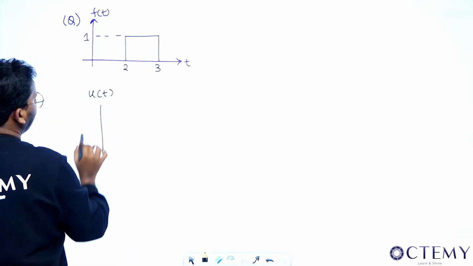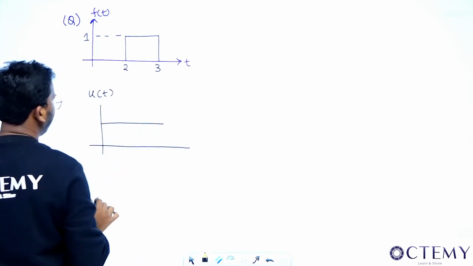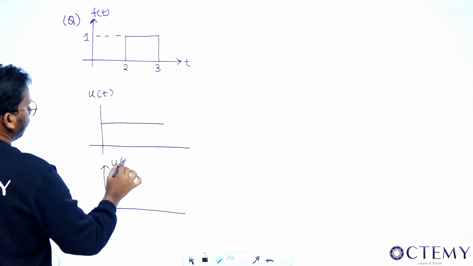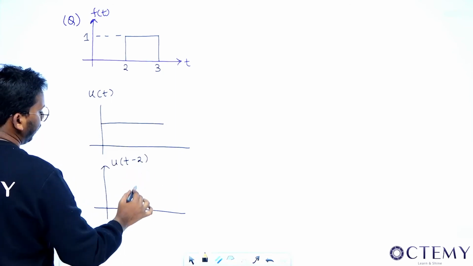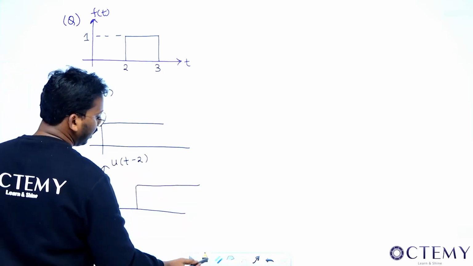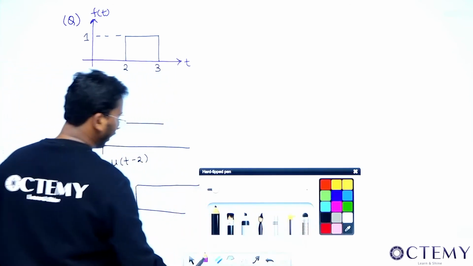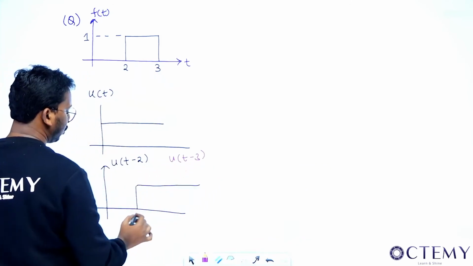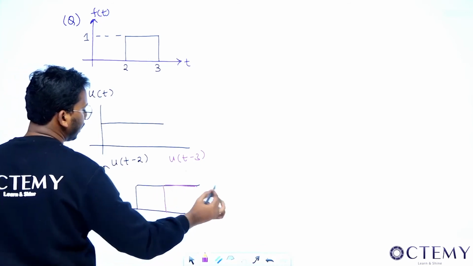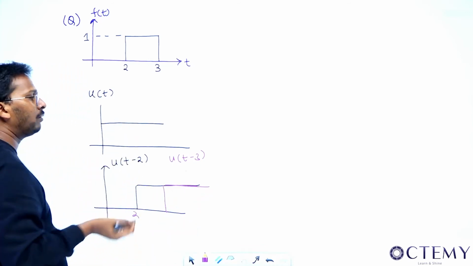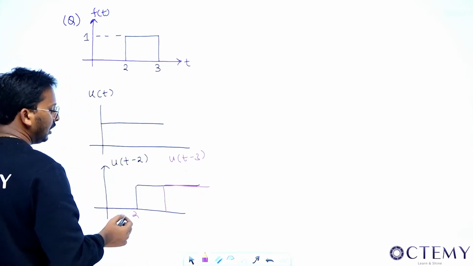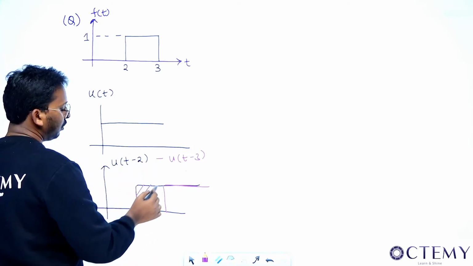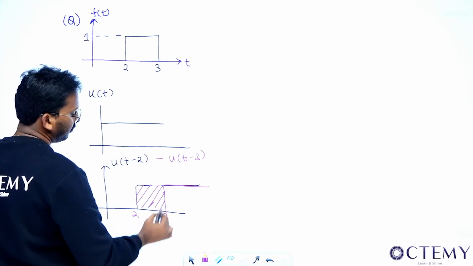U of t will look like this, right? How will u of t minus 2 look like? T minus 2 will look like this, right? How will u of t minus 3 look like? This is 2, t minus 3 will look like this. So equate whatever is inside equal to 0, then you will get it, sir. So if you do u of t minus 2 minus u of t minus 3, this is what you will get. That is what is needed.